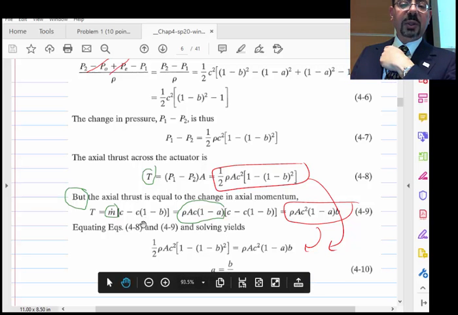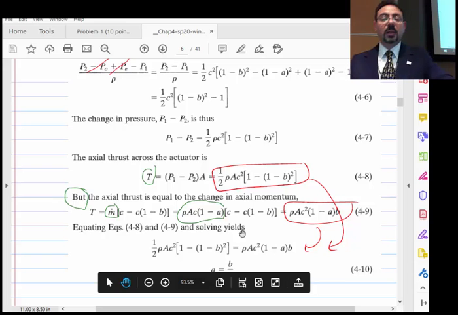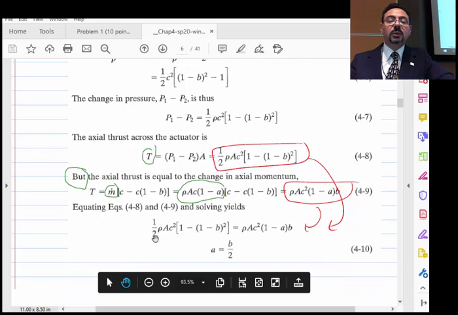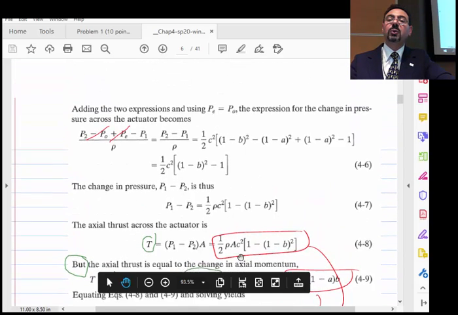So setting this equal to this, you will end up figuring out that A equals B over 2. This is the first breakthrough. So applying continuity and momentum and energy equations, he realized that A should be equal to B over 2.